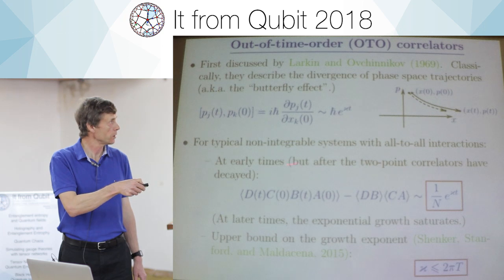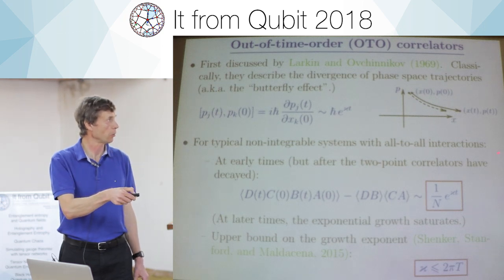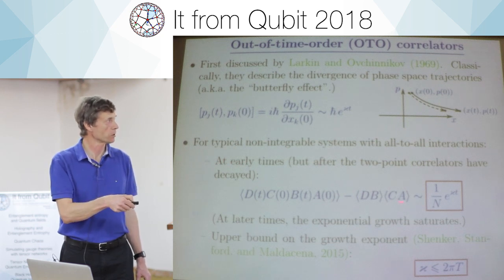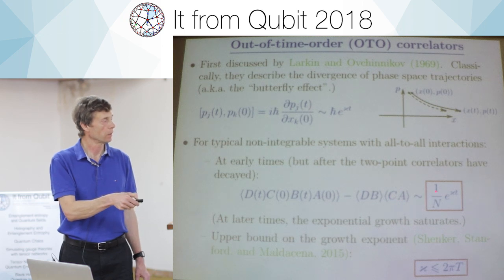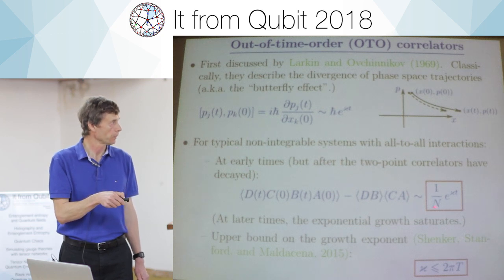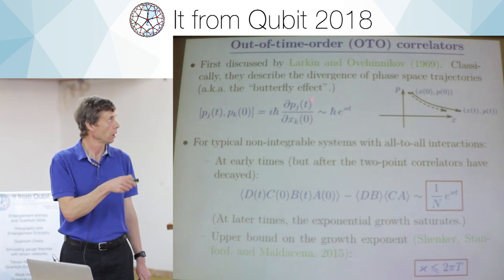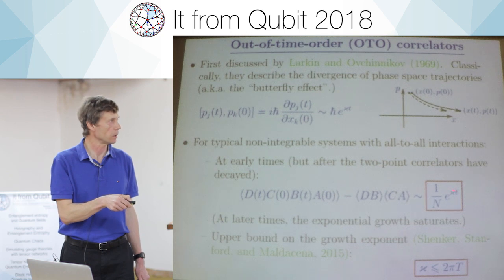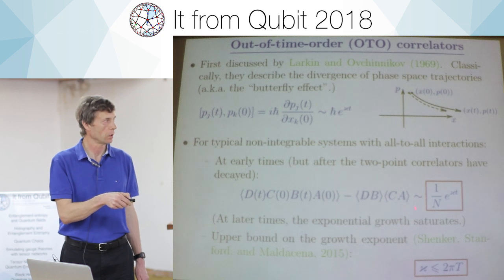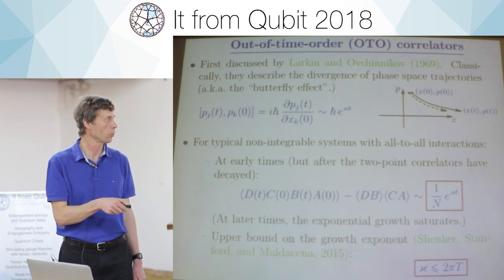And for typical non-integrable systems, now we're talking about many-body quantum systems, those correlators also grow exponentially, and there is a prefactor that is small. It's 1 over the system size, but there is still exponential growth. It's not exactly this expression, but the exponential growth saturates when this whole expression is of the order 1.